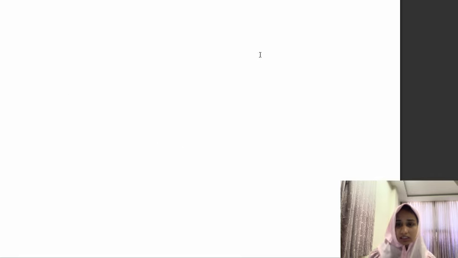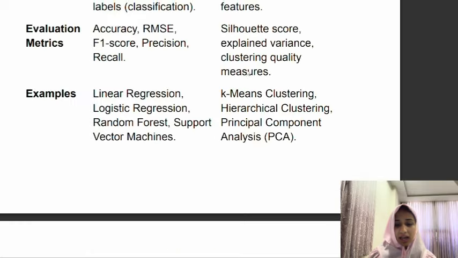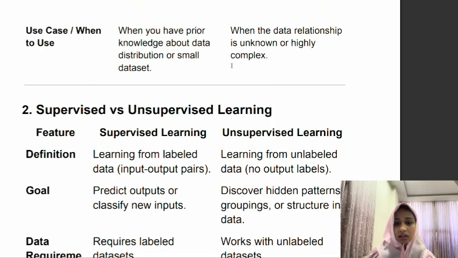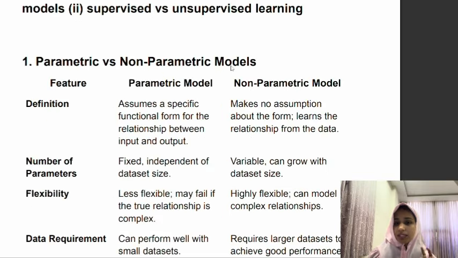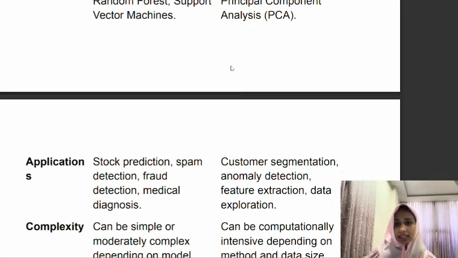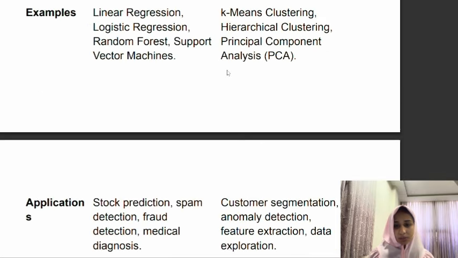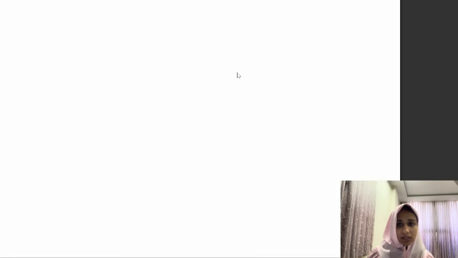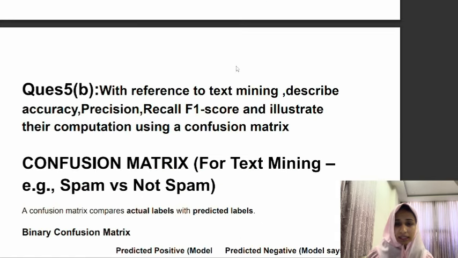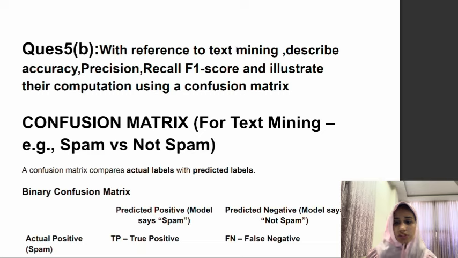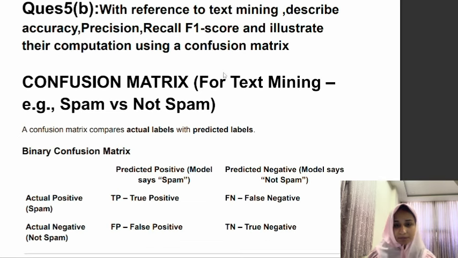So this was part A, where we have discussed parametric versus non-parametric models, as well as supervised versus unsupervised learning. So we have made a difference based on different criteria. So this was part A. Now let's move to part B. With reference to text mining, describe accuracy, precision, recall, F1 score, and illustrate their computation using a confusion matrix.